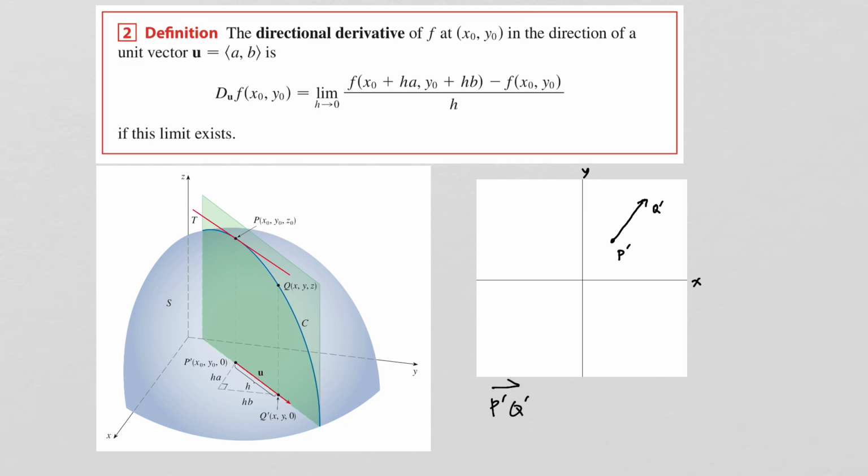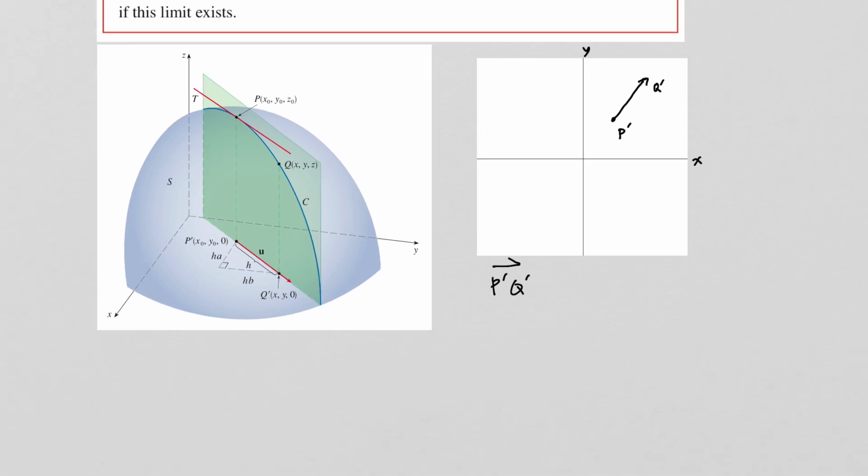Now we can see that the vector P prime Q prime points in the same direction as u, but it's not necessarily the same length as u. So we can express P prime Q prime in terms of u. And we can do this by just realizing that the vector P prime Q prime has coordinates x minus x0 and y minus y0. And the vector u has coordinates a, b.